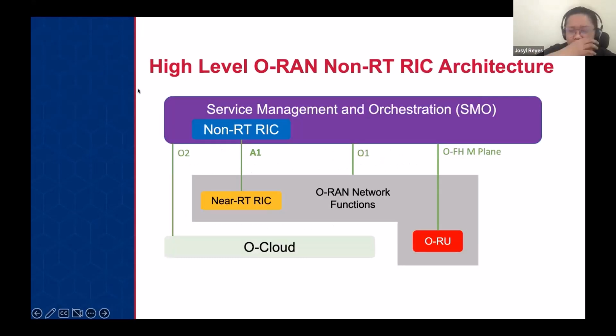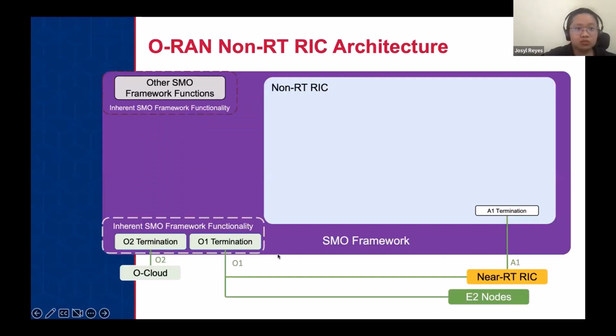Okay, so we have seen this earlier. We have seen the high-level O-RAN non-RT RIC architecture. And the important interfaces here are the A1 interface and the O1 interface. The A1 interface connects the non-RT RIC and the near-RT RIC. So actually there is more detail in our non-RT RIC architecture.